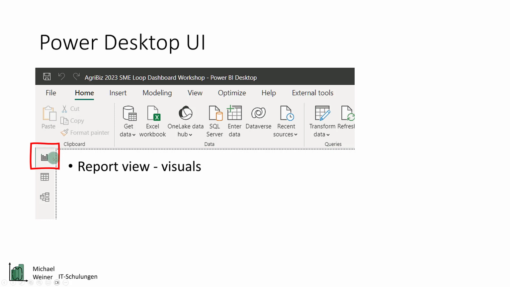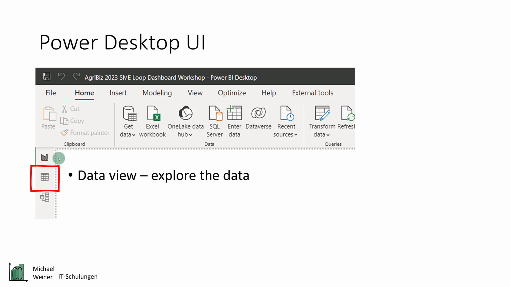You have the report view. This is where you create all your visuals. You have a data view. You can use this to explore the data. In the data view, you see your tables and the data in there. You can filter the data and also work with the data. So this is really to explore the data that has been loaded into the data model.